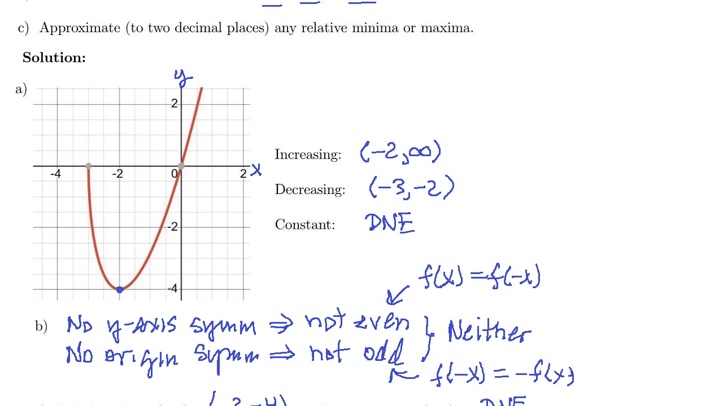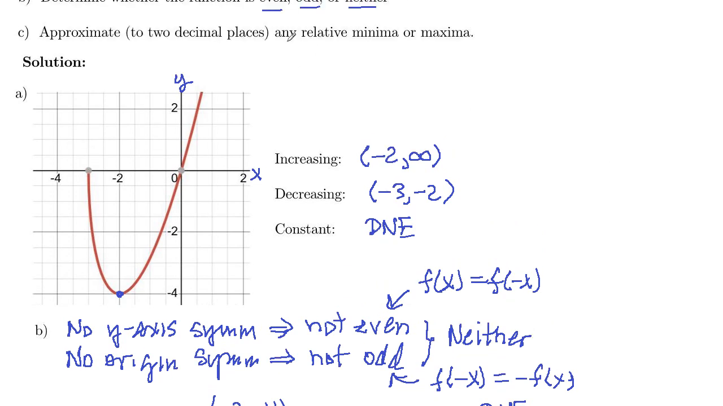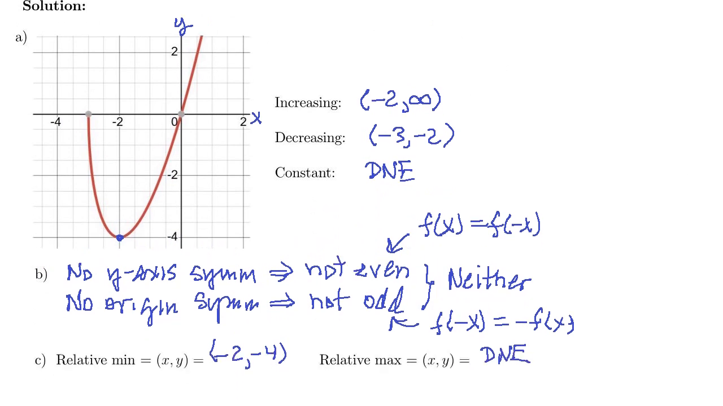And then part C, approximate any relative min-max. Okay, that was our part C. So we're done. Now remember, if it doesn't end up with whole number coordinates, if you graph this in Desmos, you can hover your cursor over the min point or the zeros here, and it will approximate that to 3 decimal places.